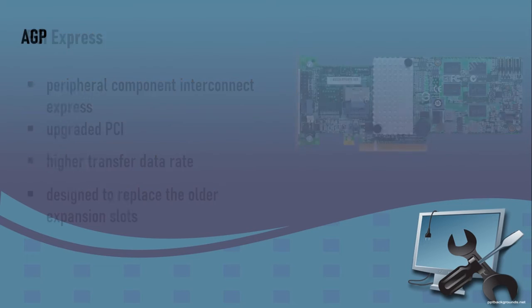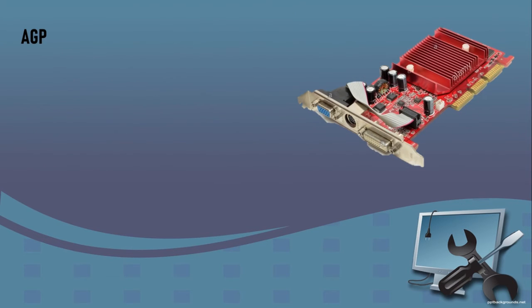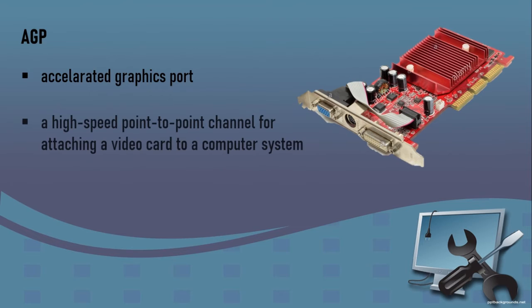And the last one is AGP or Accelerated Graphics Port. It was designed as a high-speed point-to-point channel for attaching a video card to a computer system, primarily to assist in the acceleration of 3D computer graphics.